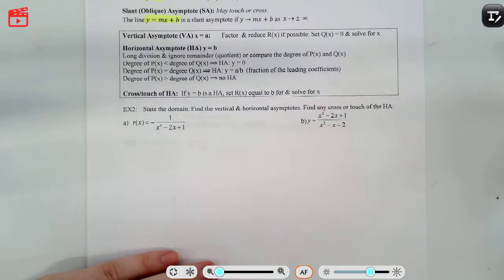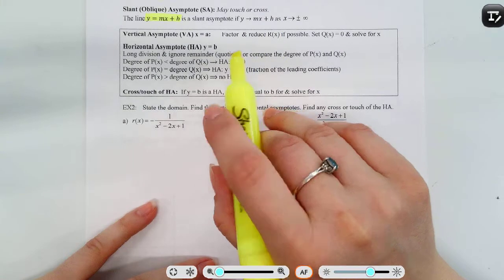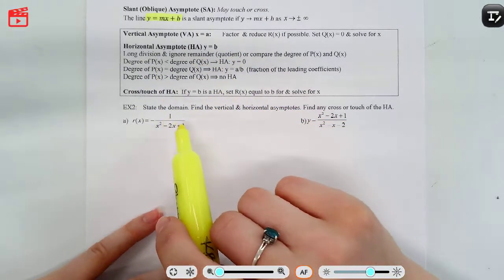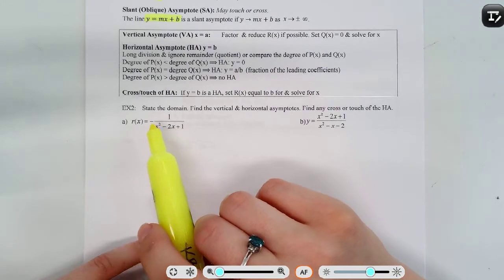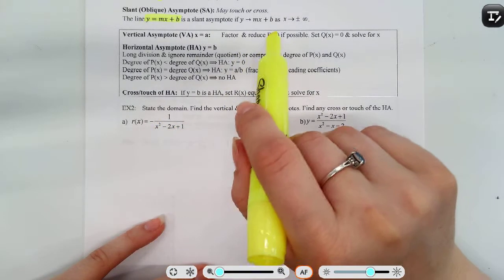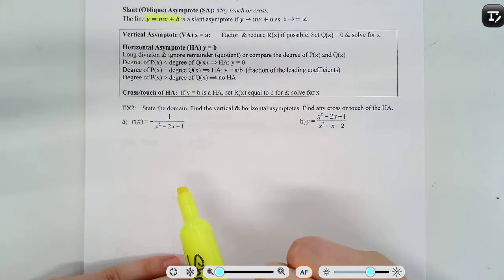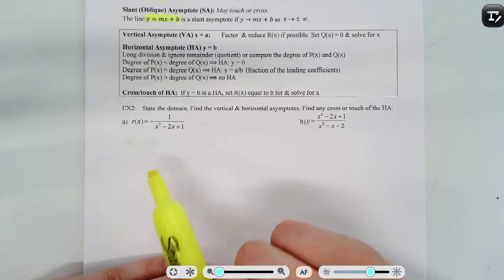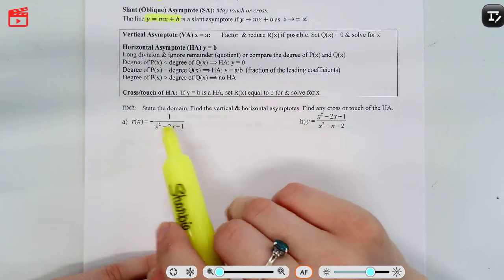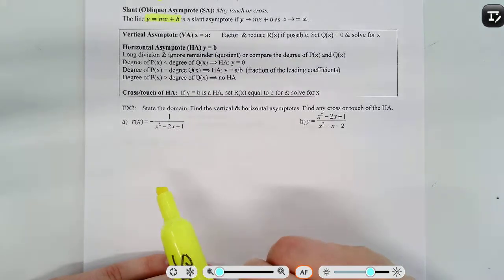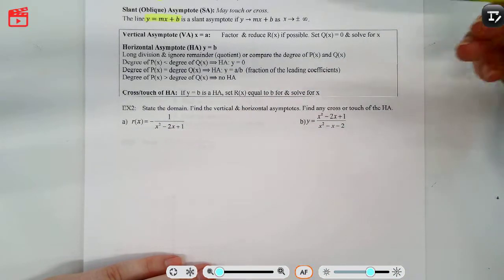All right, so vertical asymptotes, how do we find them? Well, we factor and reduce our bottom. Then we set the bottom equal to 0 to solve for x. Those are the values that we take out of our domain. Just like when you're finding the domain of a function, that's kind of what we're going to do for finding the vertical asymptotes.